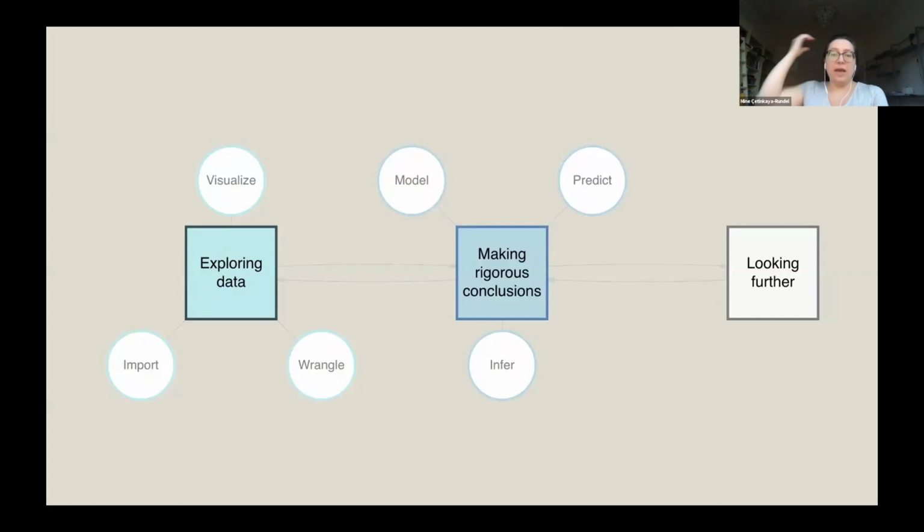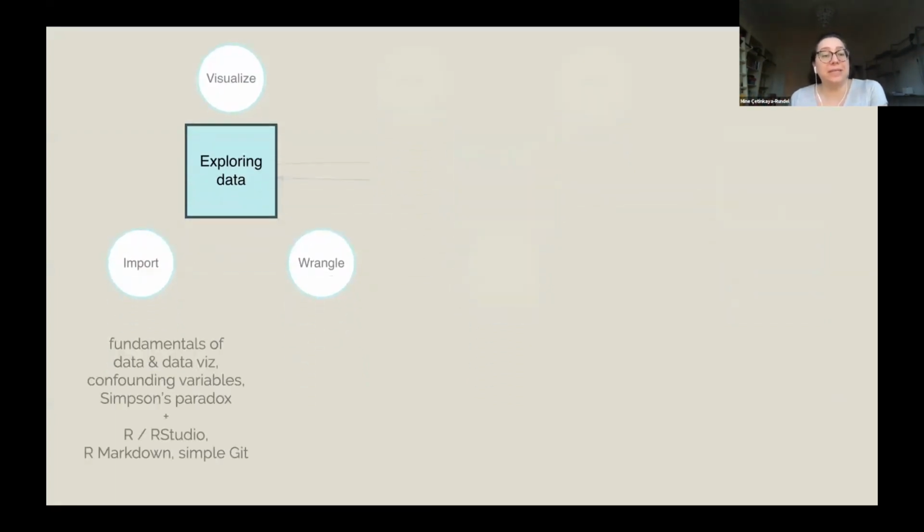So here is one possible design for an intro data science course with 3 modules, 3 big units to it: exploring data, making rigorous conclusions, and looking further. So in the exploring data stage, we start with data visualization. But we use that to actually teach statistical concepts like confounding variables and Simpson's paradox, and also use that time of building these data visualizations to introduce our students to a toolkit. So the course that I would propose for an intro data science course, and the one I teach, uses RStudio. Everything is done as an R Markdown document from the student's side, and also they use version control with Git. So this is the time when they start getting introduced to it bit by bit.